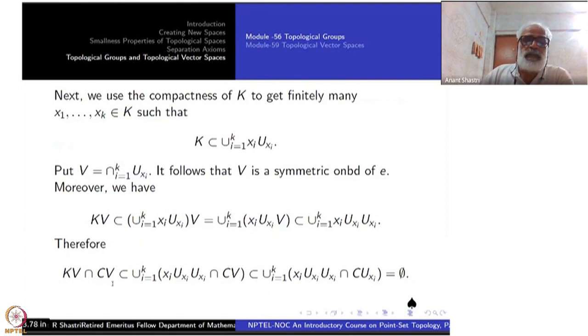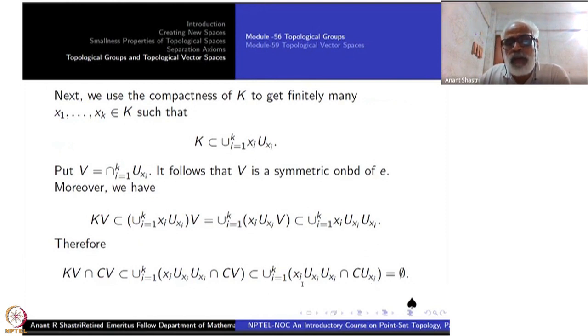Look at KV intersection CV. This KV is contained inside this large thing, so you take this thing and intersect with CV. Push it inside the bracket, that's all. So it is a union of all these intersections, finitely many of them. But that is contained inside the union of xi Uxi Uxi as it is. But C V, what is V? V is the intersection of these things, so it's contained inside C Uxi. These are larger open sets.